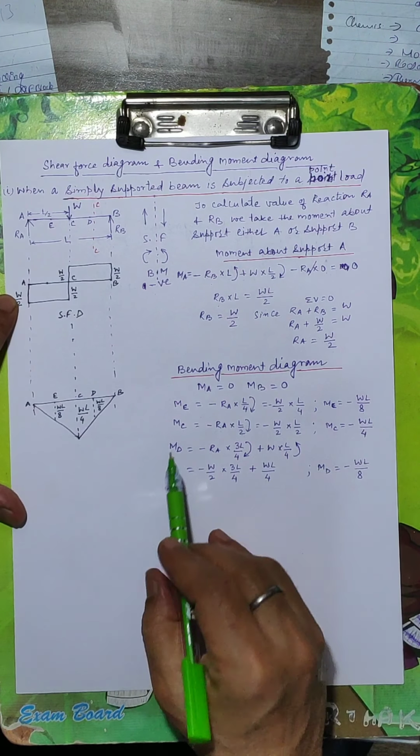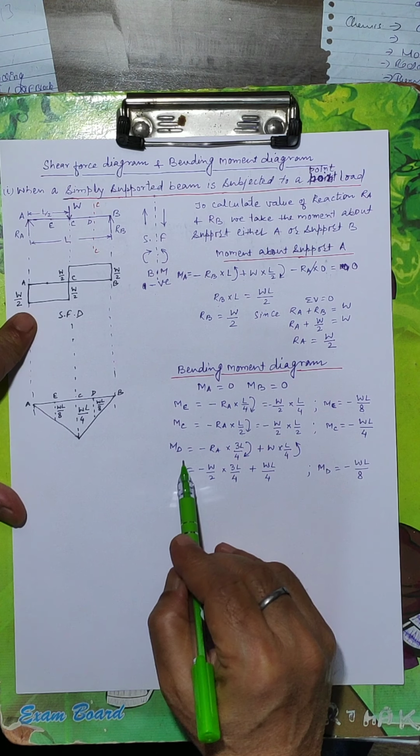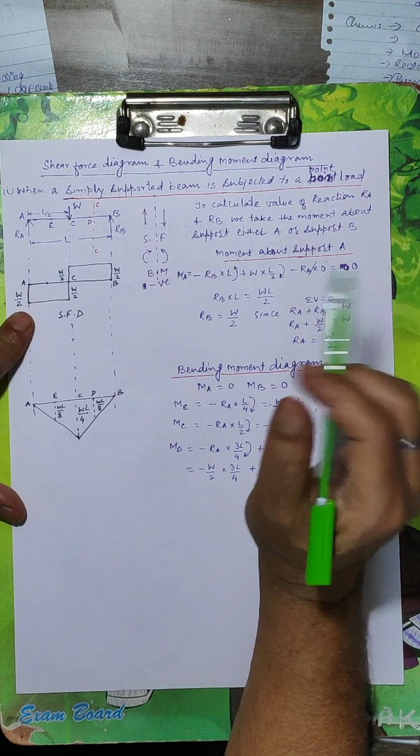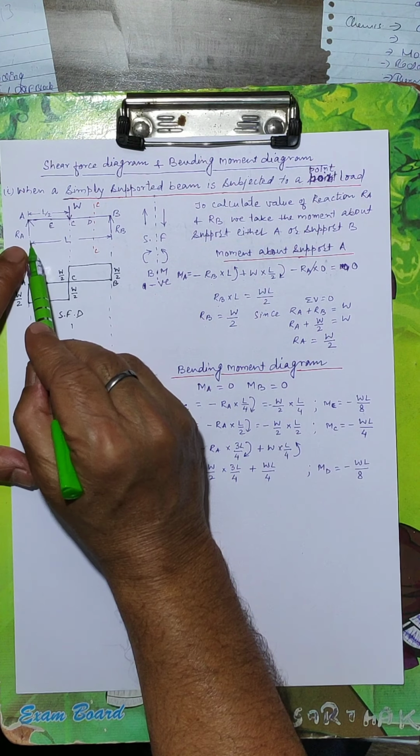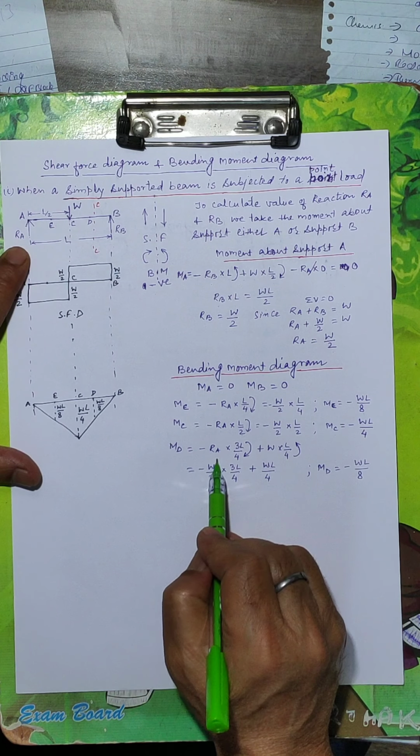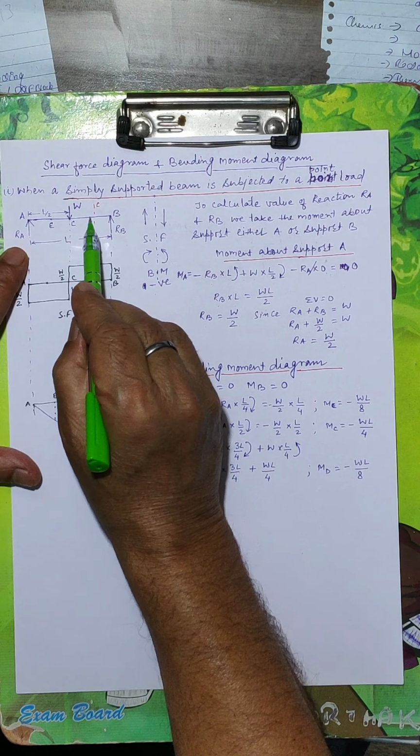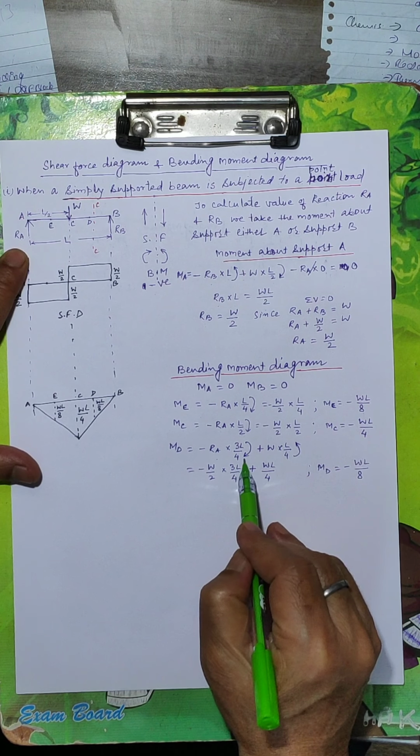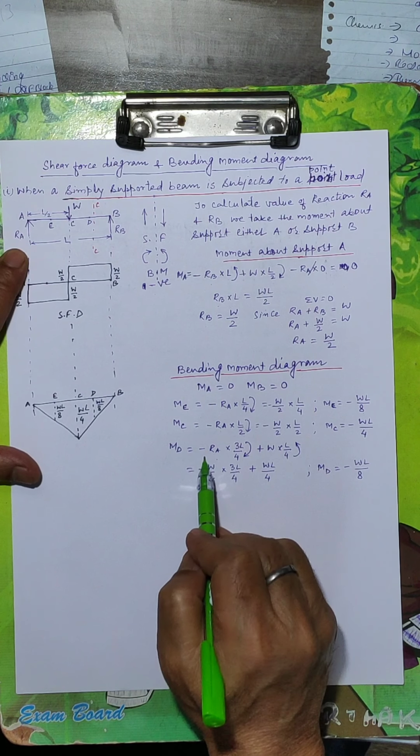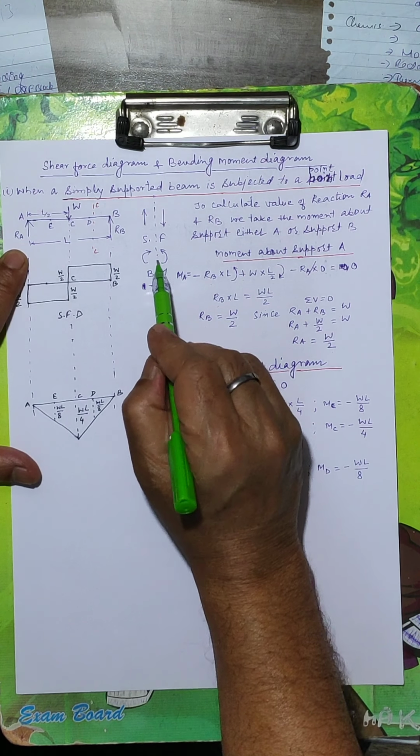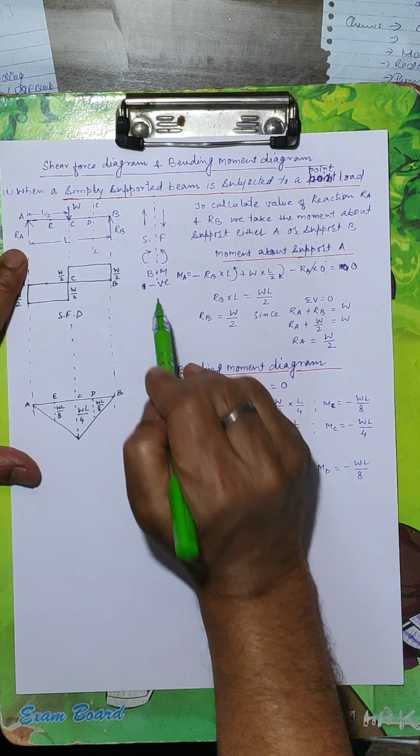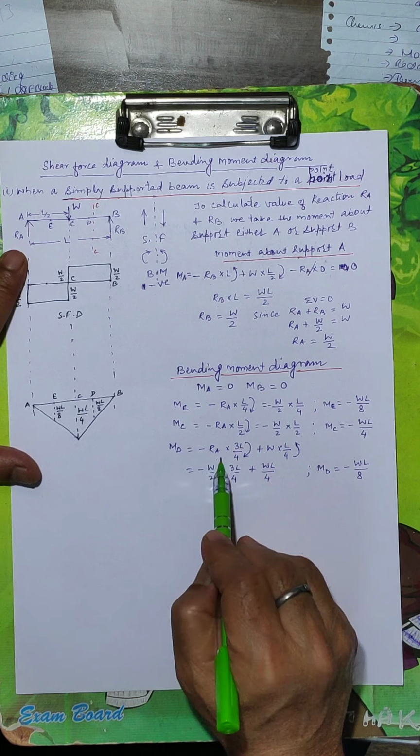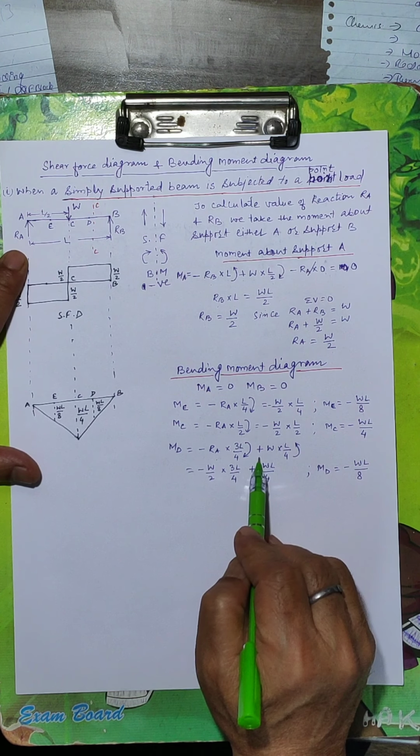Now moment at D. Moment at D, we take the section at D. RA into the distance from A to D, 3L by 4. Direction clockwise. Sign negative, because clockwise from the left side of this section is negative. So minus RA into 3L by 4 plus.